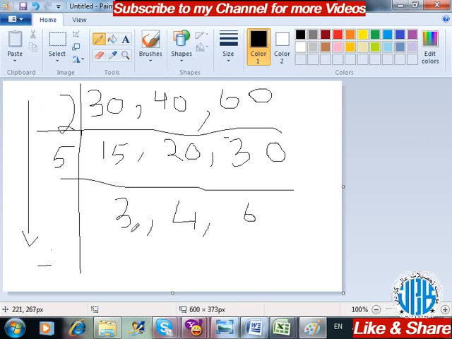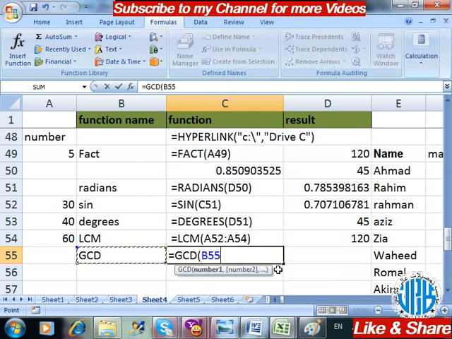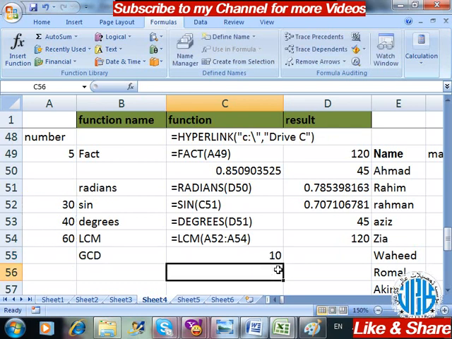Okay, right now can all be divided further by one number? No. So leave it. So the GCD is these two numbers, just multiply them, and it's equal to 10. So the answer GCD is what? 10. Okay, so right now I'm going to do GCD of these three numbers, 30, 40 and 60, and the answer is 10, showing or not.